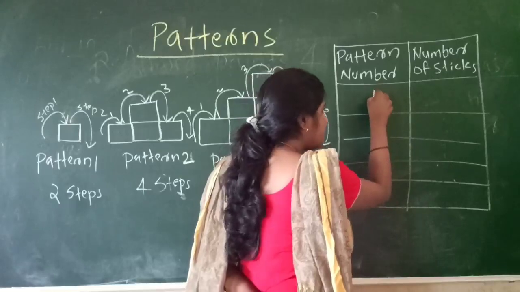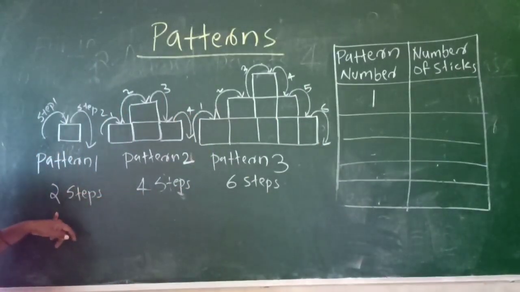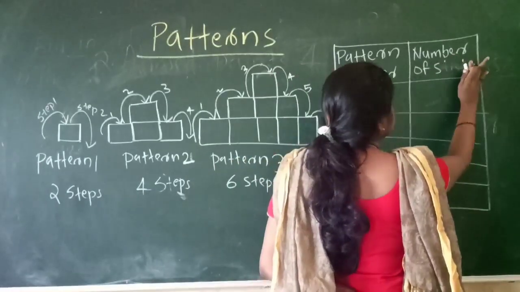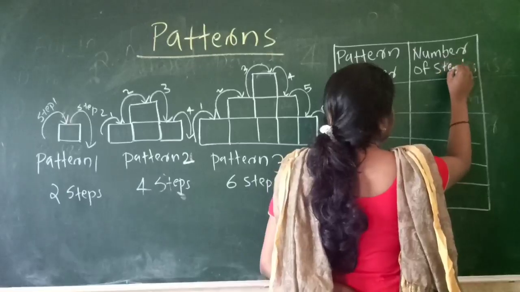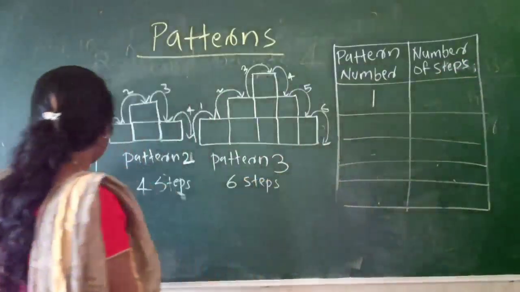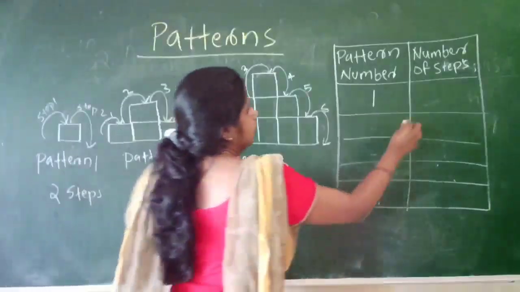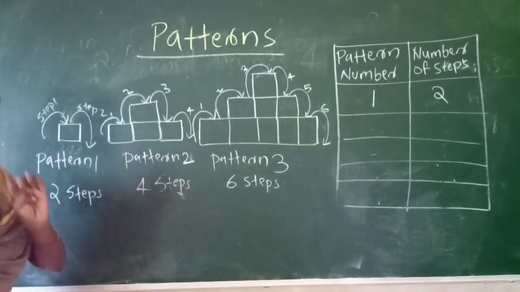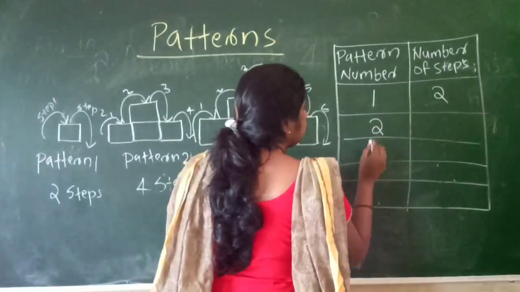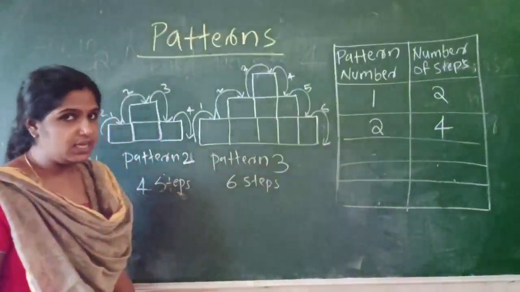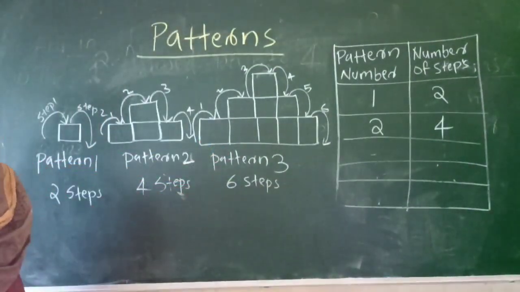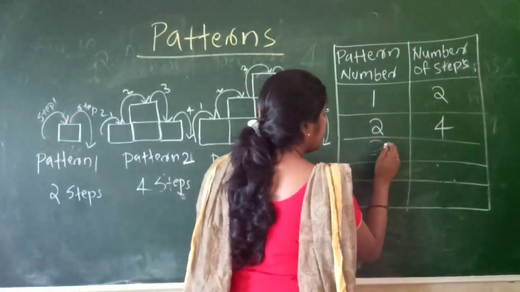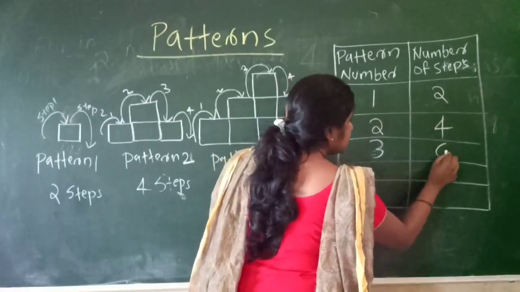Okay. For pattern number 1, how many steps did we need? 2 steps. Is it? So we can write it as, okay, not number of sticks, number of steps. We needed 2 steps. Then for pattern number 2, we need 4 steps. Is it? Okay. For pattern number 3, how many steps? Yes, 6 steps. Is it? For pattern number 3, we need 6 steps.